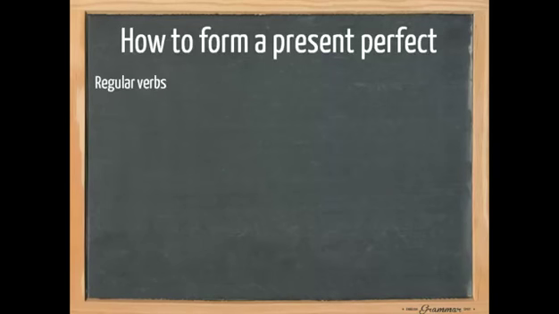Let's have a look at the regular verbs. For the regular verbs, we use the auxiliary verb to have and the past participle. You can make a past participle by adding ed to the infinitive form of the verb.